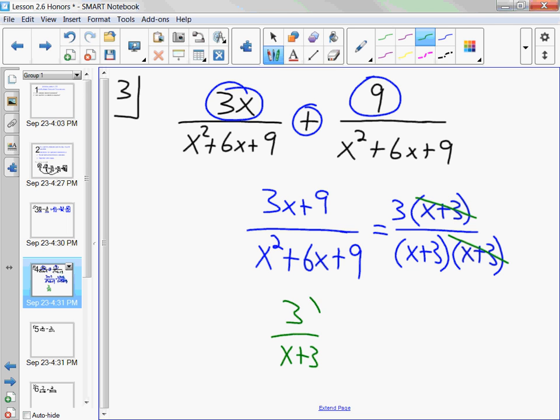And you cannot cancel, remember, those 3's out because the one on the bottom has to be added to the x first before you could cancel it. If that was 3 times x on the bottom, then you could cancel the 3's. But x plus 3 you cannot cancel. So that is the answer. Go ahead and pause the video and do problem number 4.